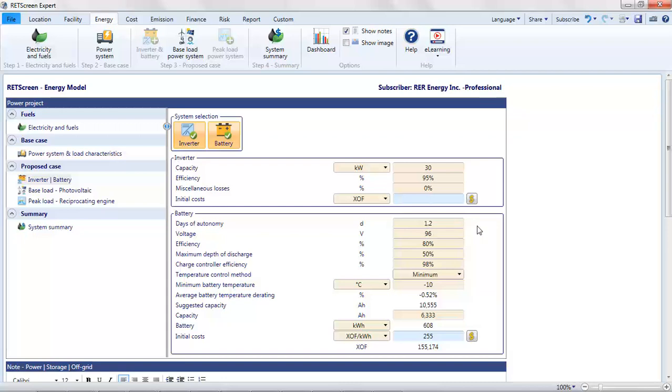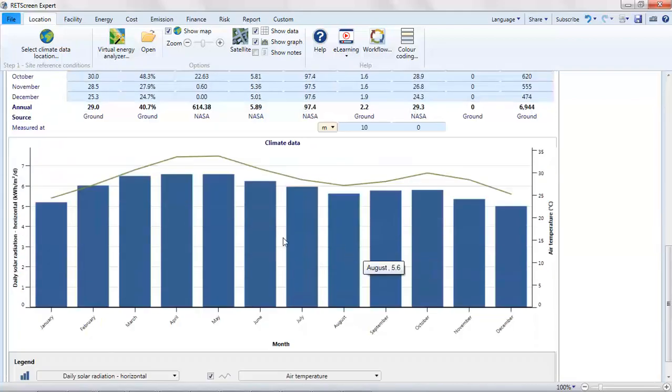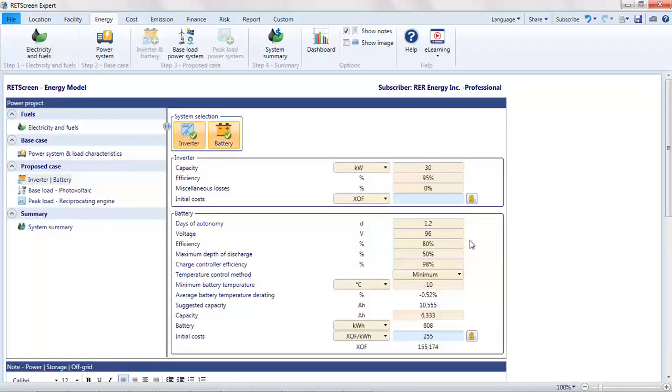One reason for this is the proposed case includes a genset to supply power if the battery is depleted. Another reason is the much lower seasonal variability in the solar resource in tropical Burkina Faso compared with my previous examples, which were both in Canada and therefore at higher latitudes. This being a bigger system than in previous examples, the battery voltage has been raised to 96 volts. This is not a particularly critical parameter in RETScreen's calculations.